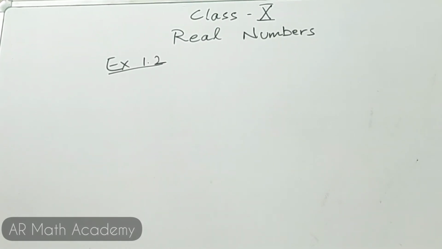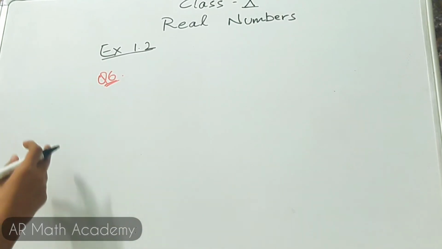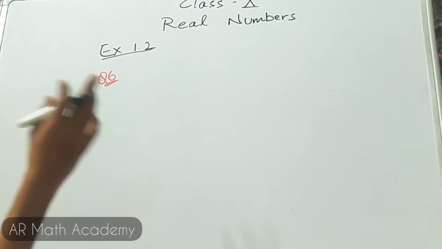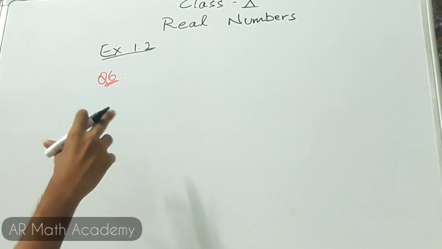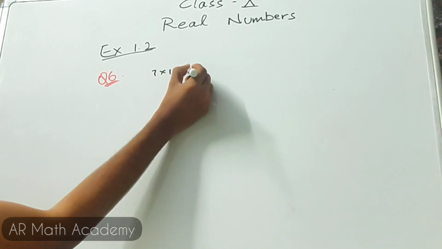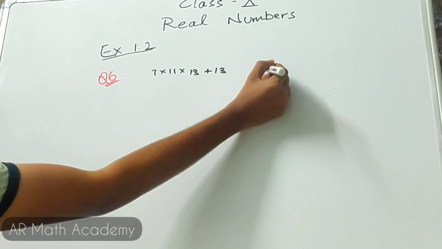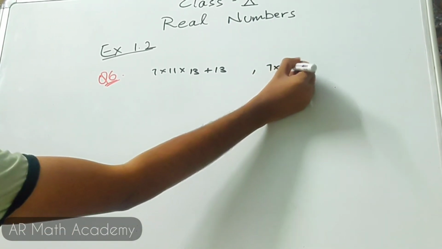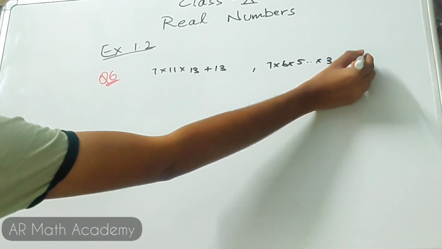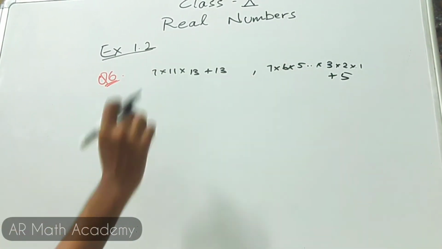Now, as for question number 6, this is question number 6 of exercise 1.2. In this question we have been given two numbers and we've been asked why they are composite numbers. The first number given to us is 7 times 11 times 13 plus 13, and the second number is 7 times 6 times 5 times dot dot dot times 3, 2, 1 plus 5. We are asked why these two numbers are composite numbers.